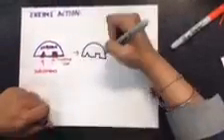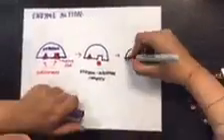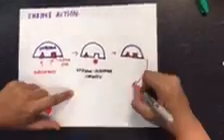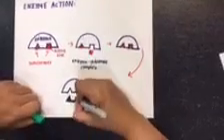Enzyme action. The substrates bind on the active site, forming the enzyme substrate complex. The binding of the substrate breaks and products are released. The enzymes are free to bind with other substrates.